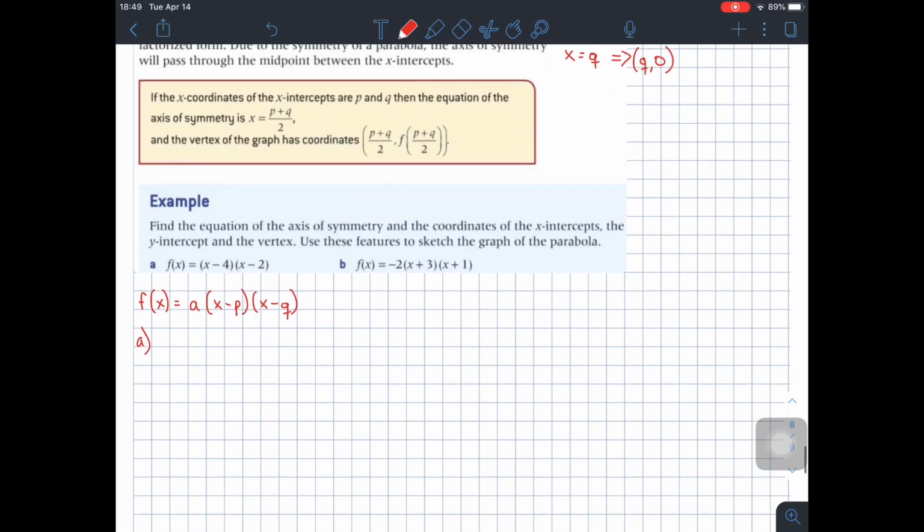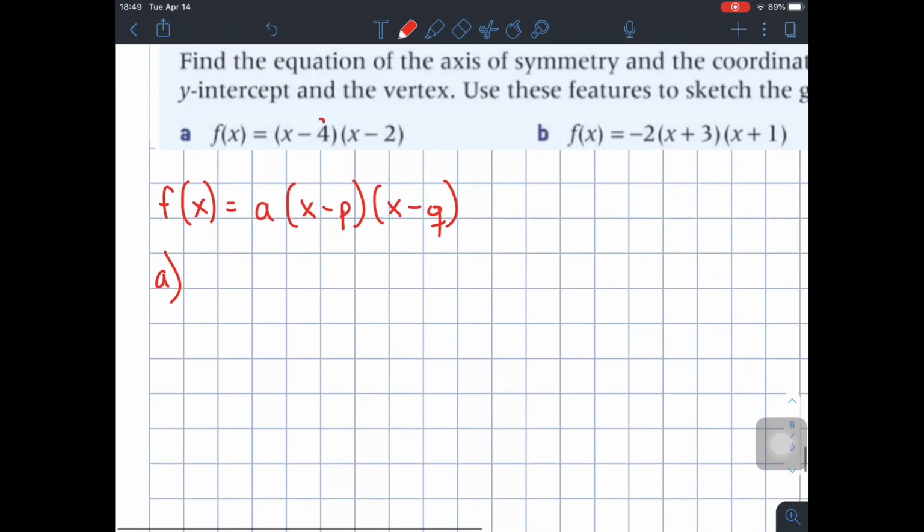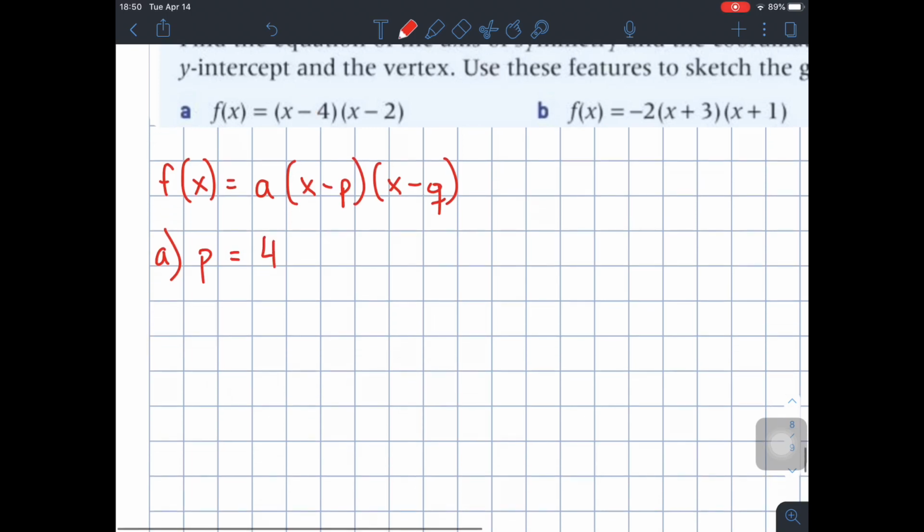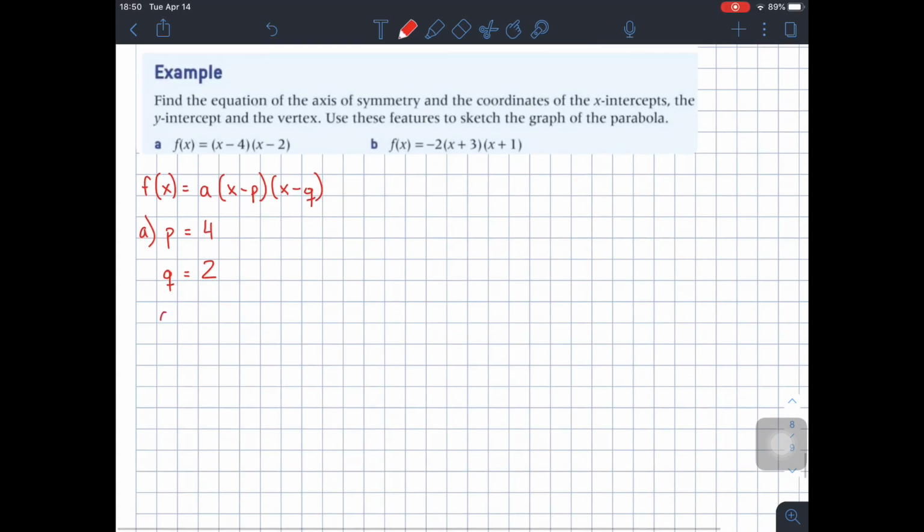the axis of symmetry is the midpoint between the two roots. What are the two roots in this case? What will be the value of p? The value of p is 4. Pay attention that the negative is part of the formula, so it's positive 4. And q is positive 2, right? So the axis of symmetry in this case would be, remember always to write x equals something, and it will be x equals p plus q divided by 2.